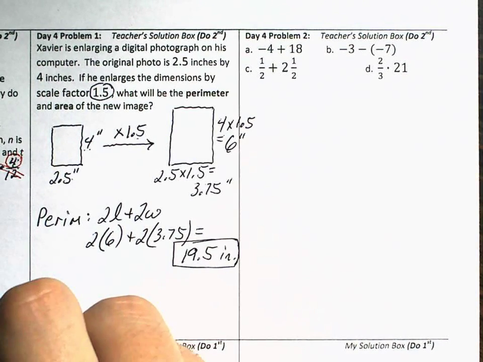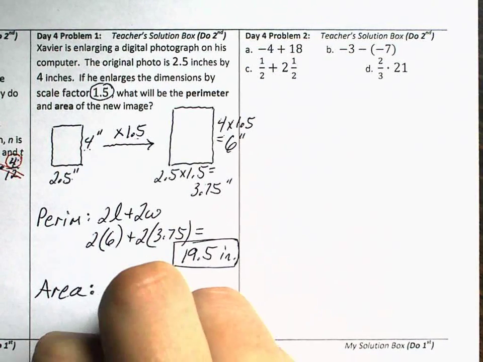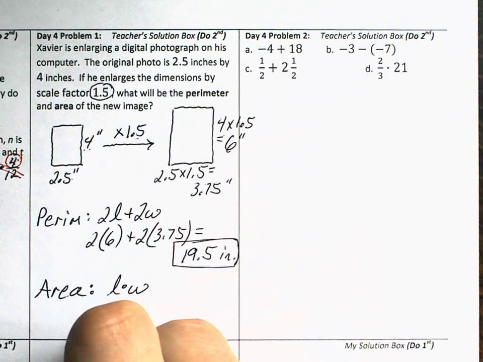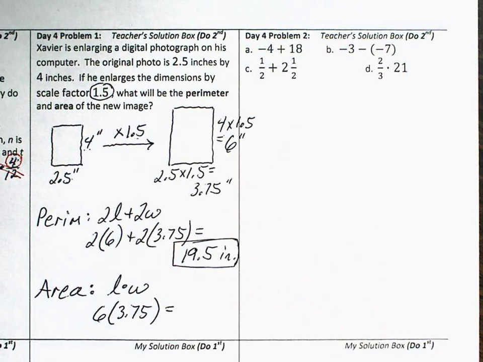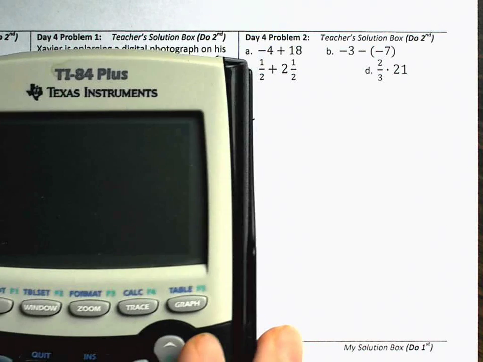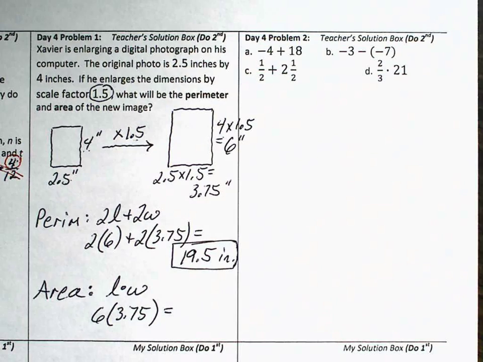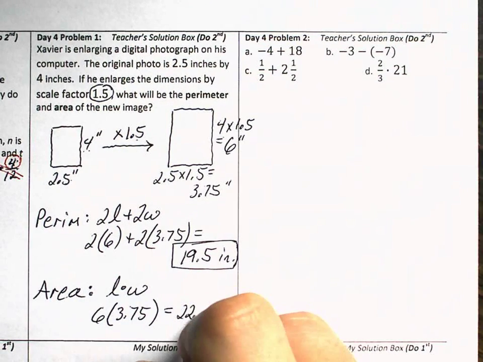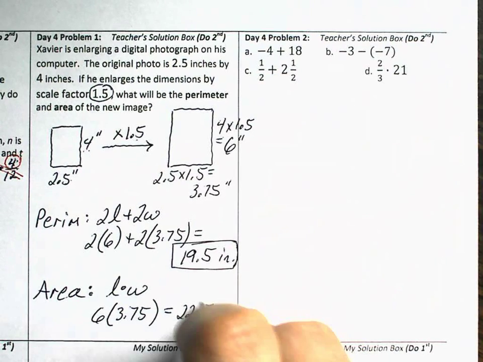Let's get the area of the rectangle. How much space will it cover? To find the area of a rectangle, length times width. So 6 times 3.75 is 22.5. And area is measured in square inches.